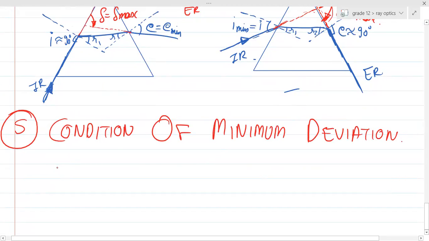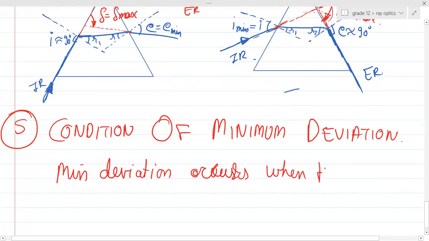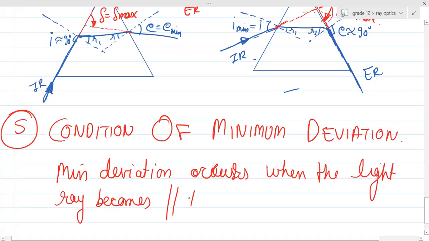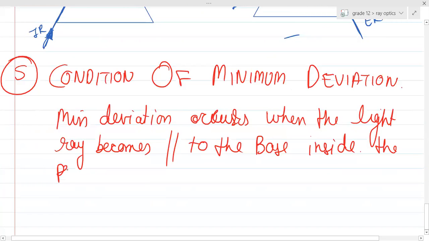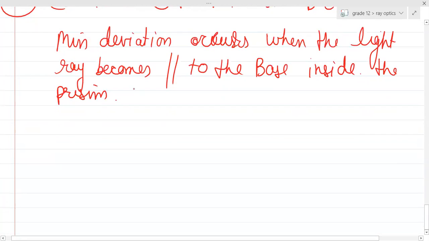Again, I'll mention the condition. The minimum deviation occurs when the light ray becomes parallel to the base inside the prism. So when the light ray becomes parallel to the base inside the prism, at that condition delta will be minimum.